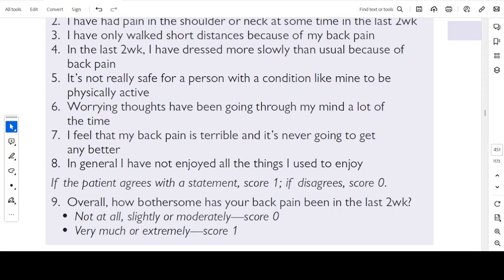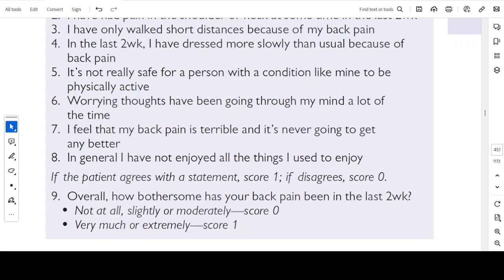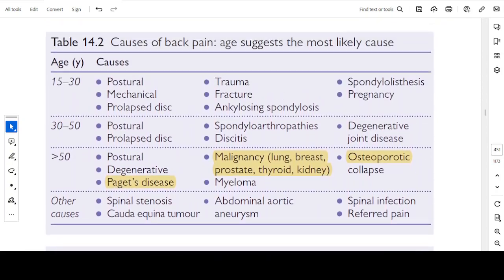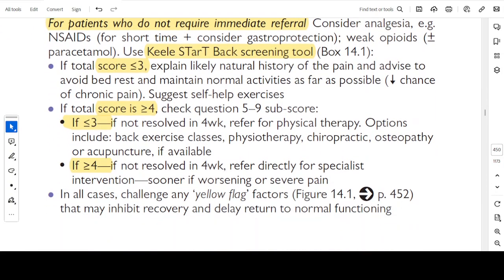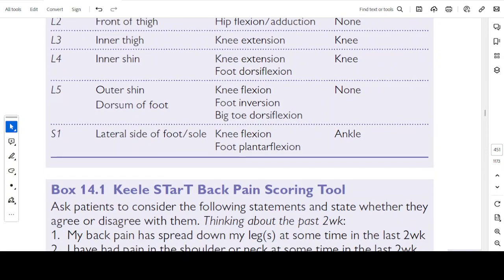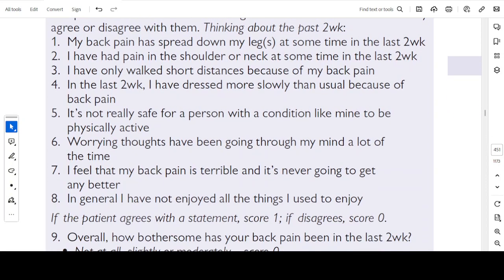So if the score is more than 4, then you have to check questions 5 to 9 and then give a sub-score. And then if the sub-score is more than 3 and the pain is more than 4 weeks, check the 5 to 9 sub-score. If the 5 to 9 score is less than 3 and it is not resolved in 4 weeks, refer for physical therapy. If the 5 to 9 sub-score is more than 4 and not resolved in 4 weeks, refer for specialist intervention. That is the STarT Back pain scoring tool.